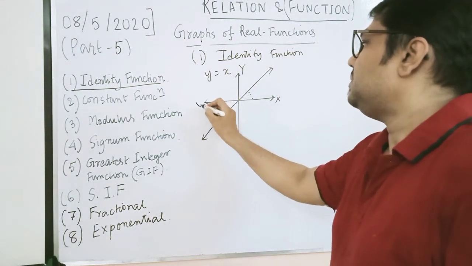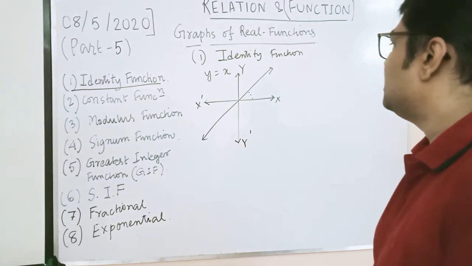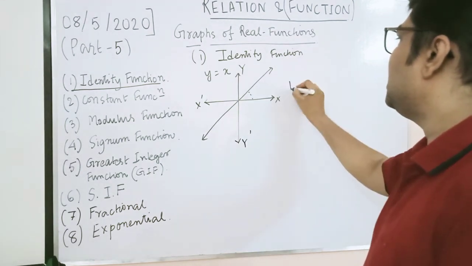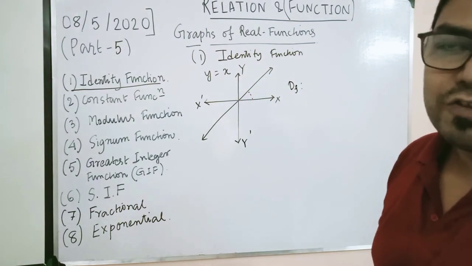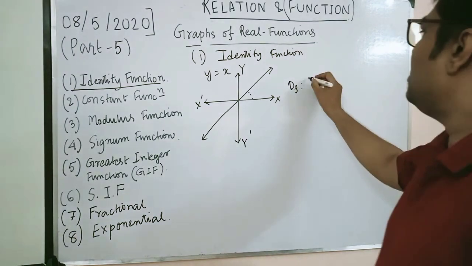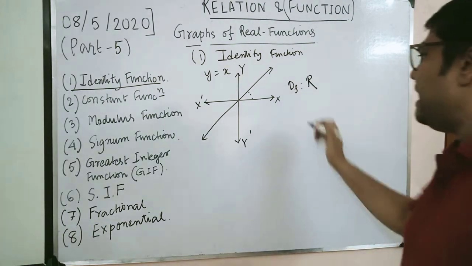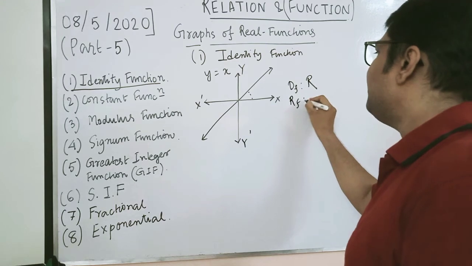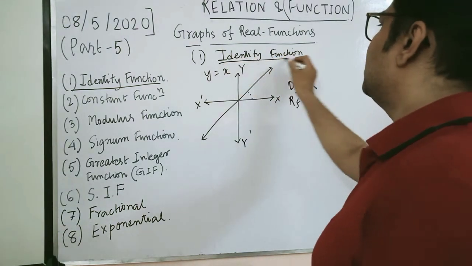Now we have to find the domain and range of it. The domain of this, you can see, covers all real values, even the negative decimals, positive decimals, and anything. So it's R actually. That means x can take all real values, and y is the same. So the range of f will also be R. This is all with the identity function.